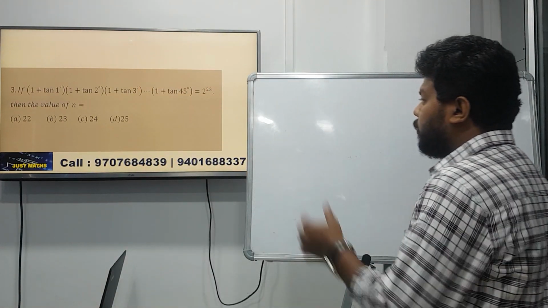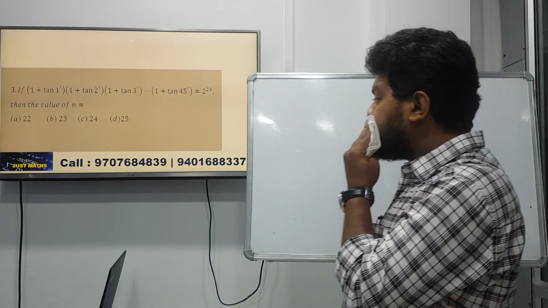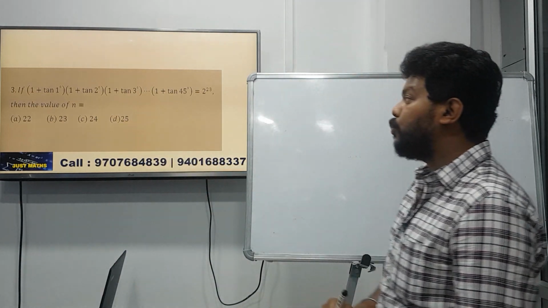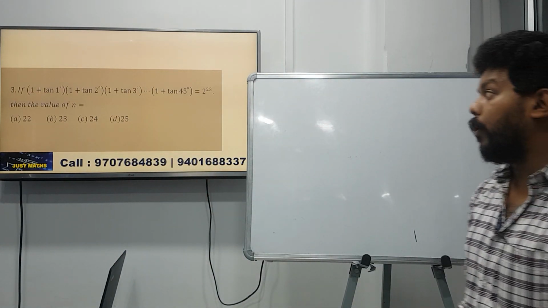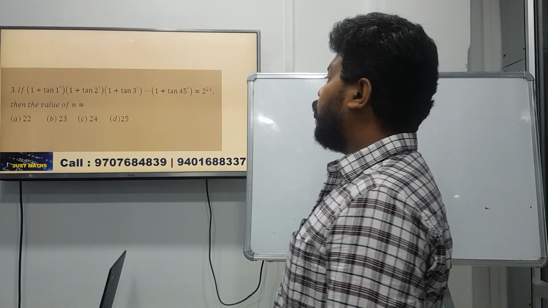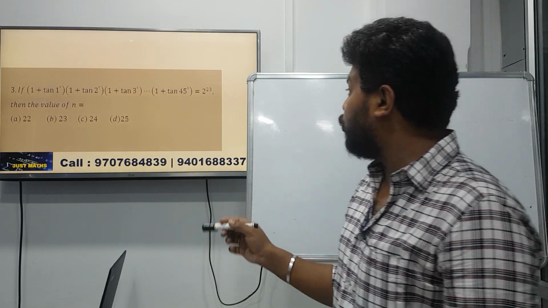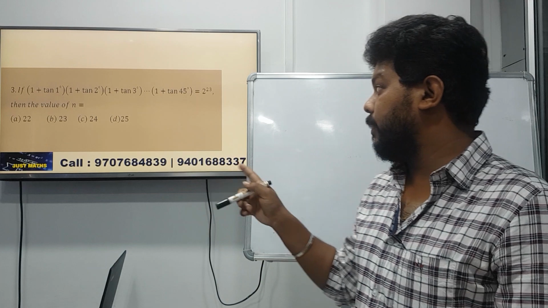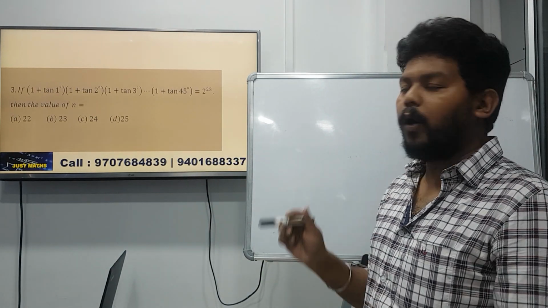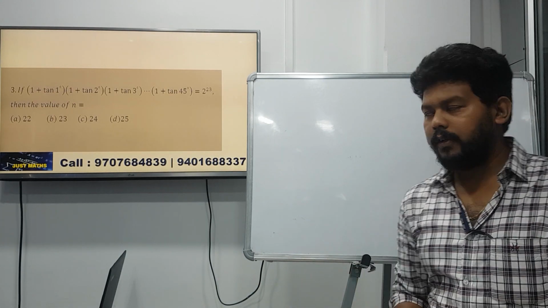Let's move on to the third question. You are given: if (1 + tan 1 degree) into (1 + tan 2 degree) into (1 + tan 3 degree) and so on up to (1 + tan 45 degree). There are how many terms? There are 45 different terms, equal to 2 to the power 23. Then the value of n is equal to option A 22, option B 23, option C 24, option D 25.